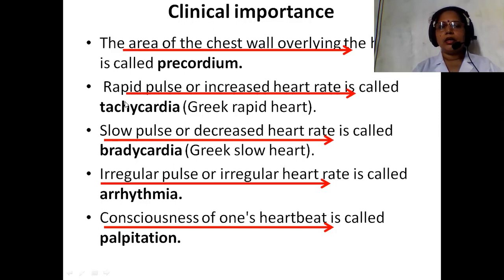Tachycardia, it is nothing but rapid pulse or increased heart rate. It is called as the tachycardia. Next, a slow pulse or decreased heart rate, it is called as the bradycardia, or it is also called as slow heart. Then irregular pulse or irregular heart rate, it is called as arrhythmia. And consciousness of one's heartbeat is called as the palpitations. All these phenomena are very important from a clinical point of view.